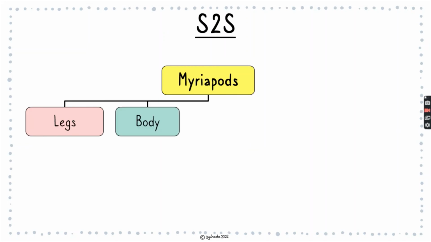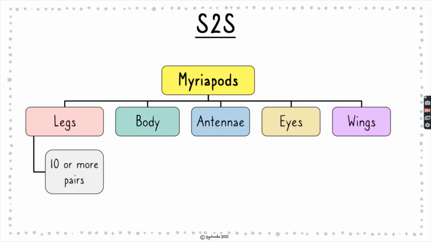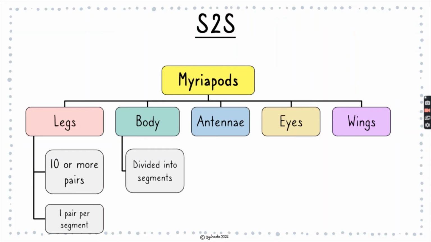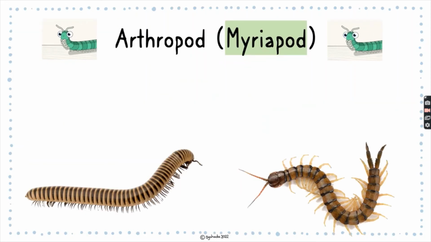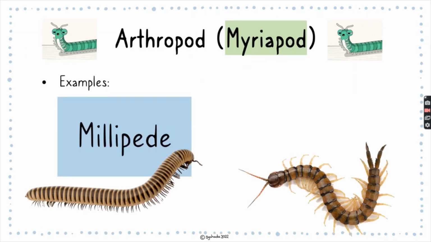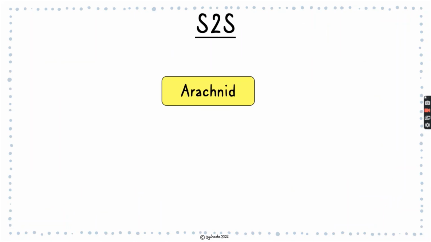Myriapods have 10 or more pairs of legs, 1 pair per segment. The body is divided into different segments, and lots of them. I mean that. Antennae, 1 pair. They have a pair of simple eyes, and they don't have wings. Examples of myriapods are millipedes and centipedes.